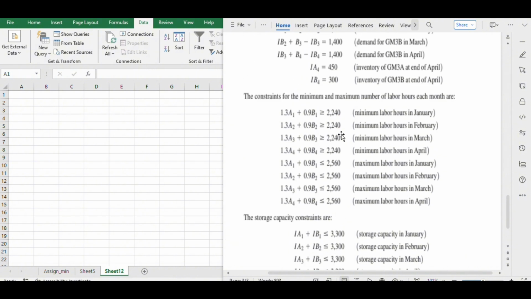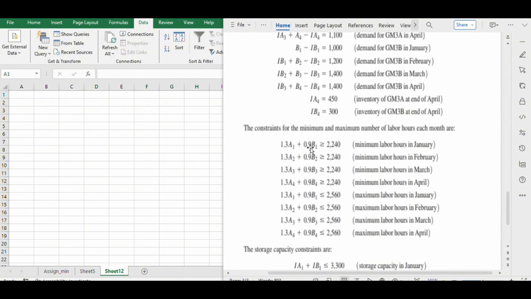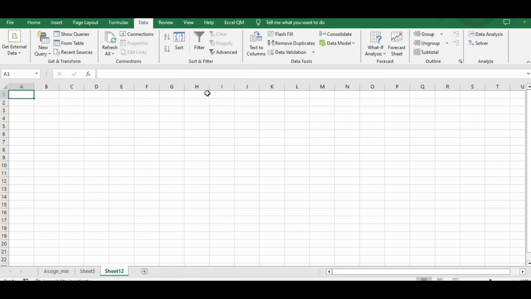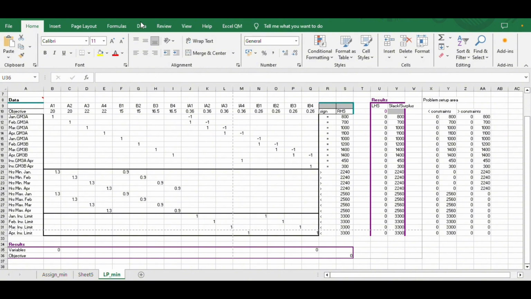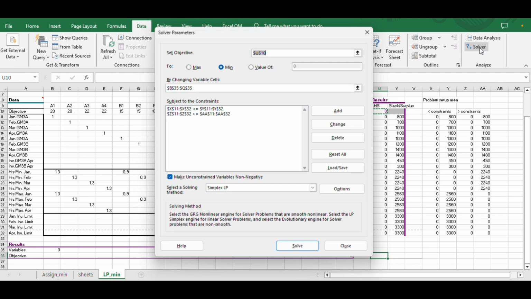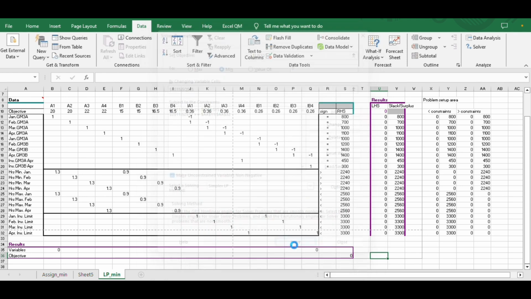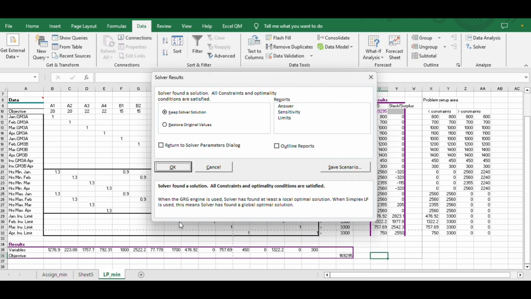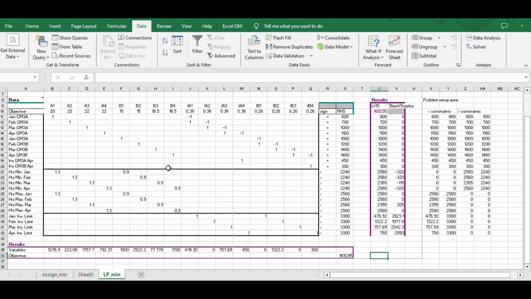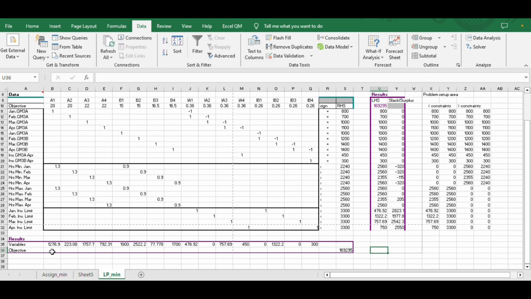So as we have identified everything and it is very clear, let's now proceed to Excel. Again, let's click the Excel QM and plug in all the values. Let's click Data, then click Solver. Data and Solver. Then click Solve. Okay, so it states there that the solver found a solution and all constraints and optimality conditions are satisfied. So let's click OK. As you can see, the result shows the variable column and the objective.